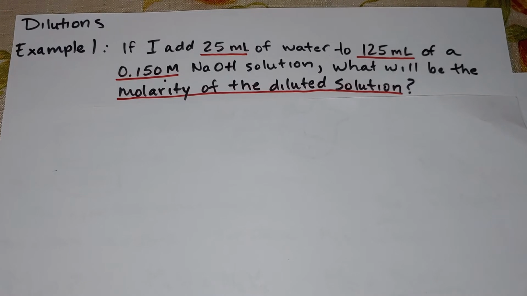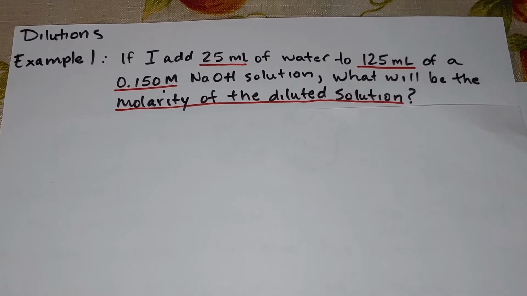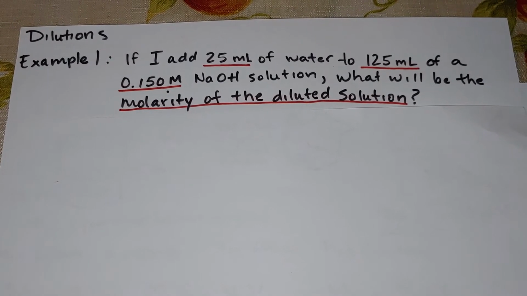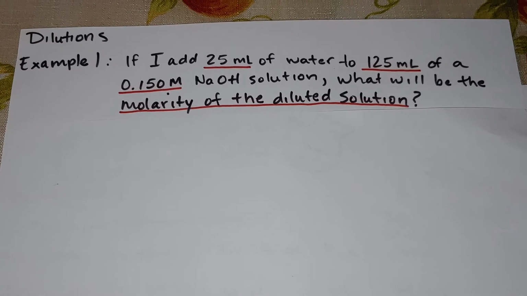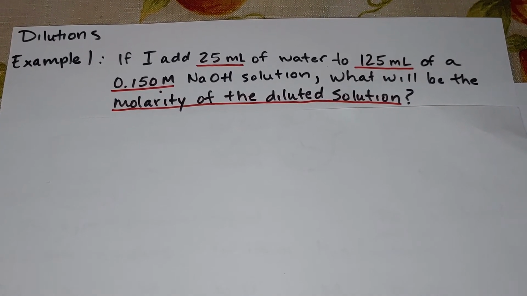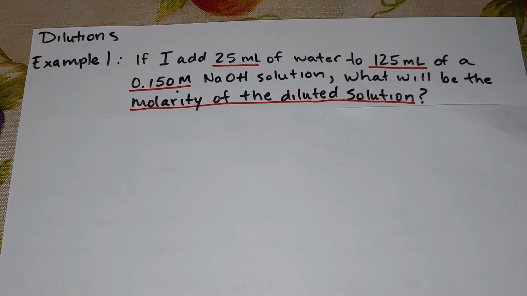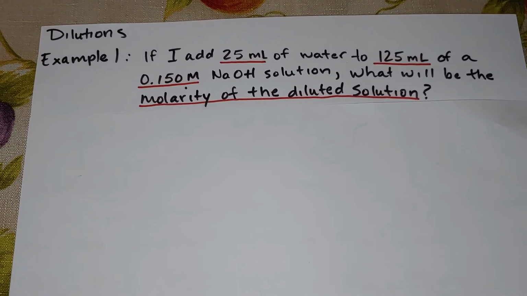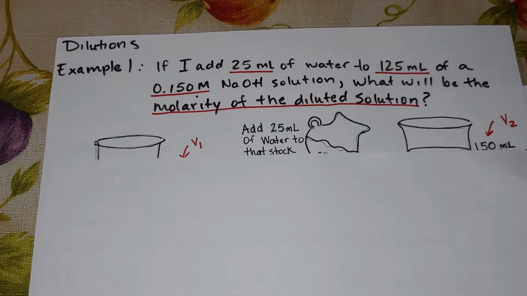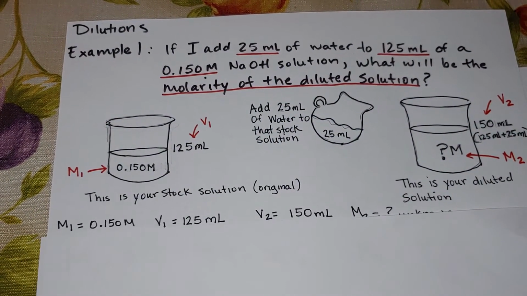For our first example of dilutions, it says, if I add 25 milliliters of water to 125 milliliters of a 0.150 molar sodium hydroxide solution, what will be the molarity of the diluted solution? To be honest with you, I'm very visual, and I like to see how this story plays out. And I drew a picture for you guys. So here we go. Let's see what our story is saying.